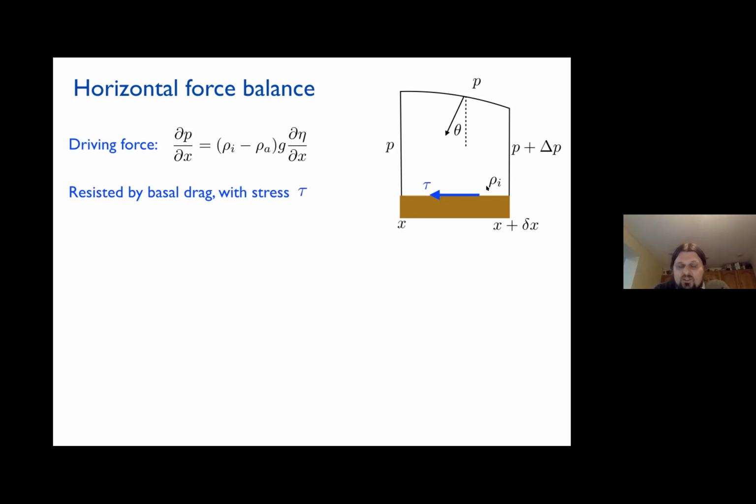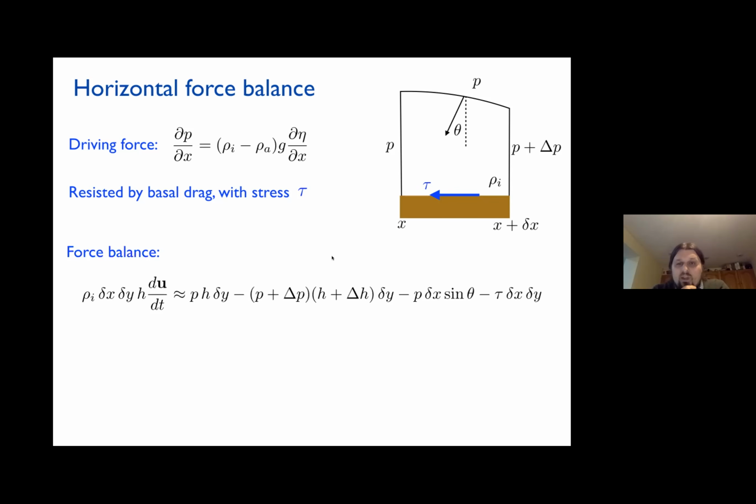We have some resistance to the flow. So this is resisted by the basal drag in this particular description. So I'm going to describe this with something that I'm going to call basal stress tau. So this is basically the drag force per unit area over the surface of the bed of the ice sheet. So stress is a force per unit area in all of this. So that's trying to slow things down. And I'll just give this a general form tau in now. It could depend on a whole manner of different things, but we'll just give it a general form to think about the force balance.